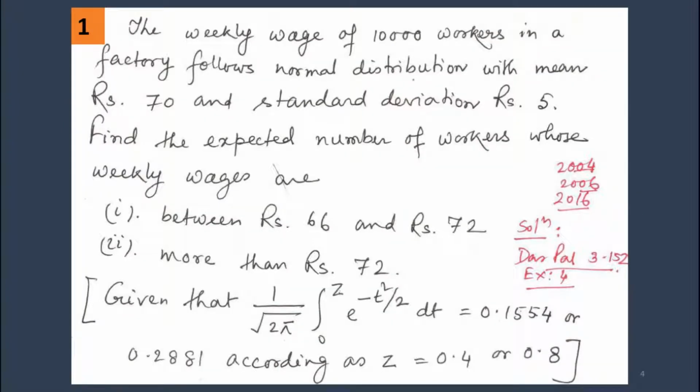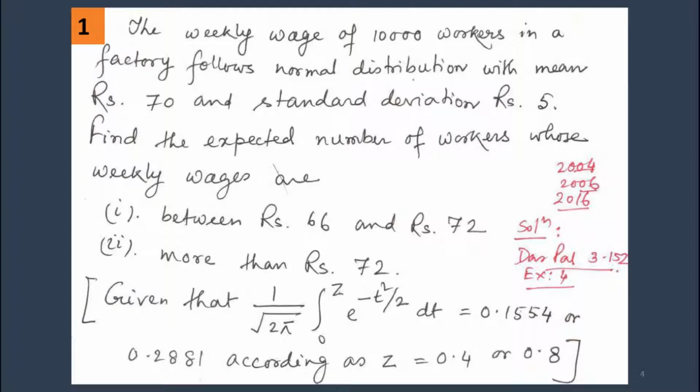Question number 1. The weekly wage of 10,000 workers in a factory follows normal distribution with mean rupees 70 and standard deviation rupees 5. Find the expected number of workers whose weekly wages are, question number 1, between rupees 66 and rupees 72. Question number 2, more than rupees 72.